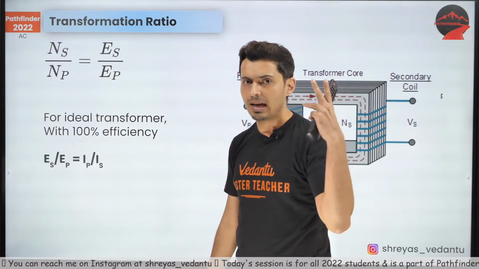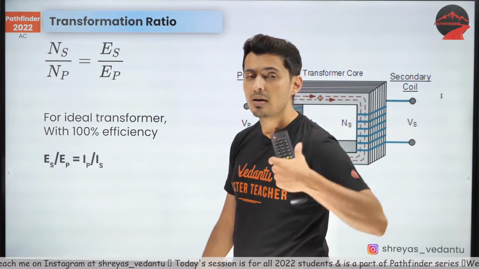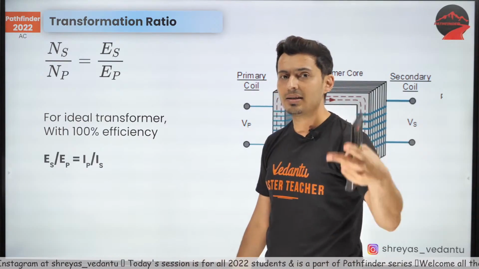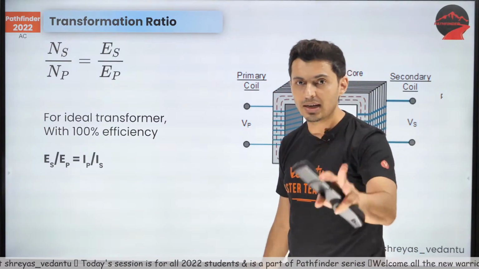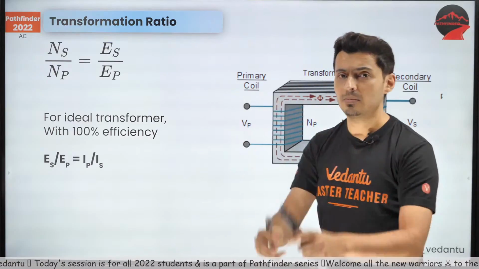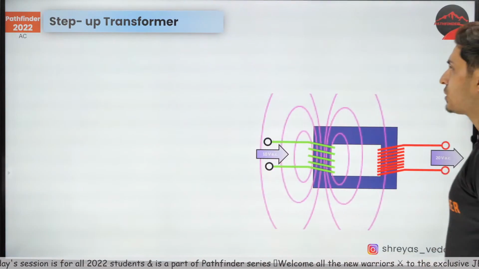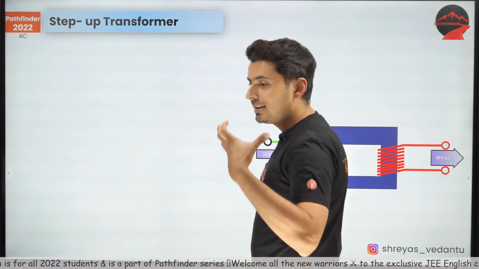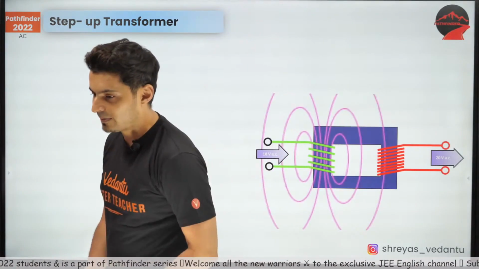But a real transformer will have three losses. What are those three losses? Flux loss, eddy current loss, and hysteresis loss. But in spite of that, you get a transformer still with 99% efficiency. Okay, so what are the different kinds of transformer?